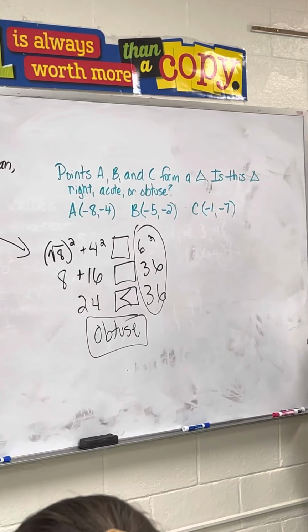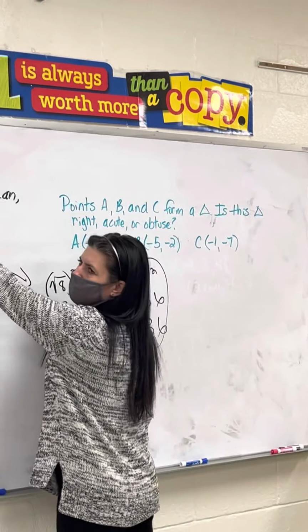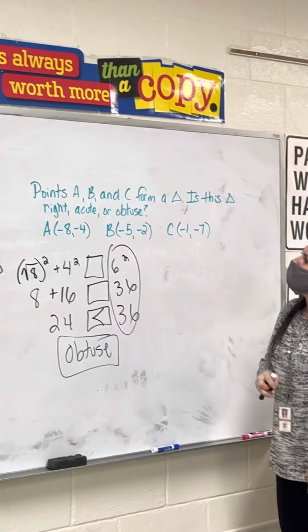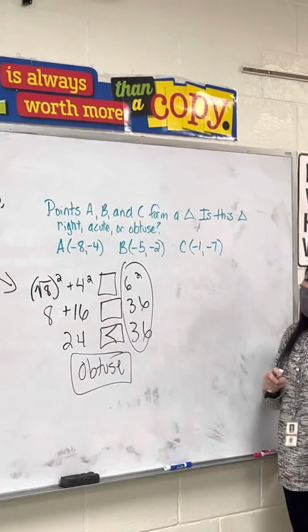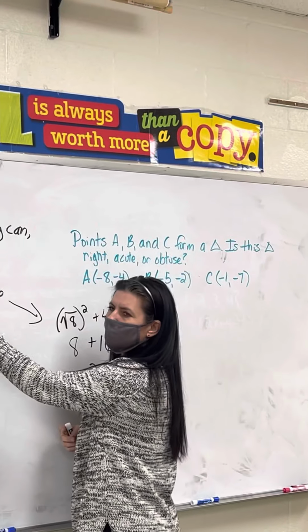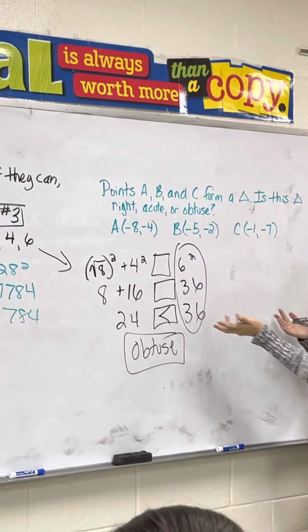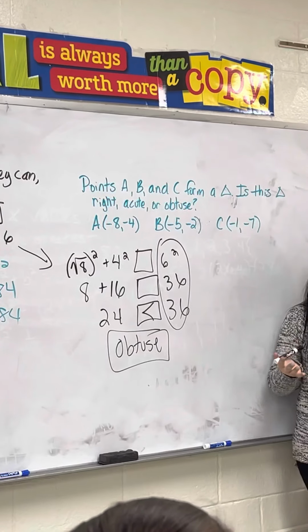So it says points A, B, and C form a triangle. They already tell me this first step that we did over here. It says, is this triangle right, acute, or obtuse? Well, remember, these are side lengths. It has a length of square root of 8, a length of 4, and a length of 6. But I don't know what my side lengths are, but I have points.